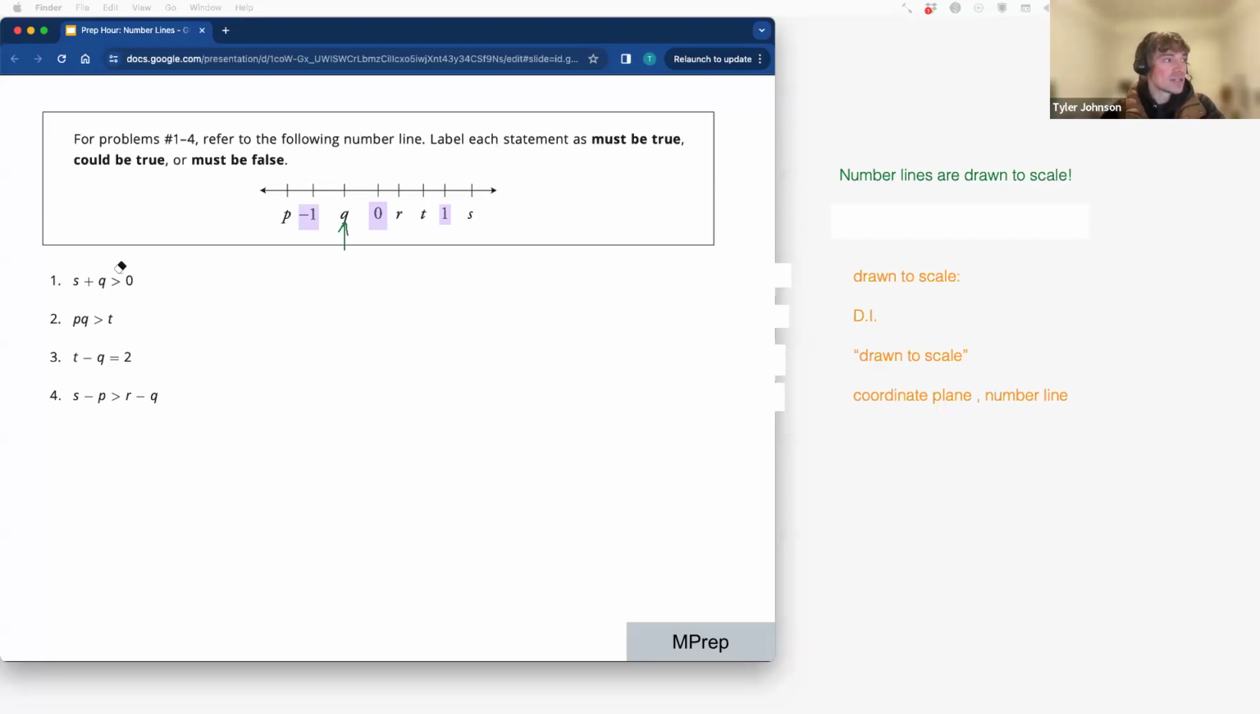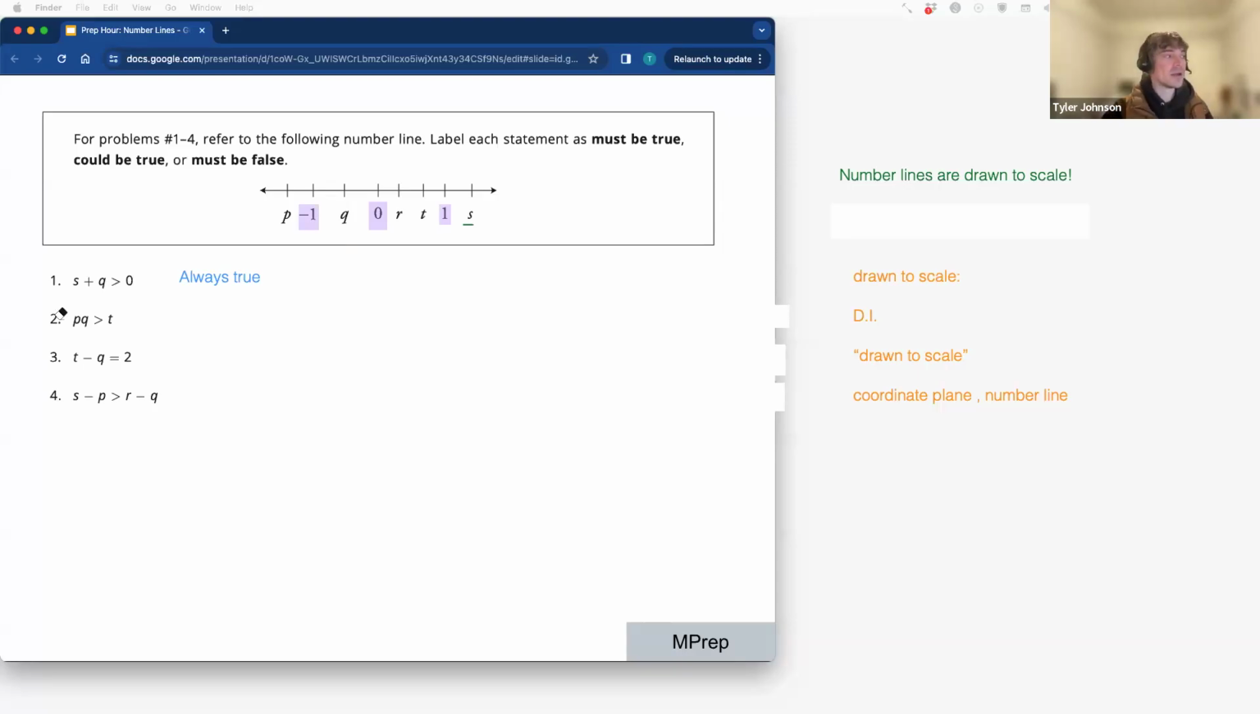The first statement, S plus Q is greater than 0. That is always true because you know S is something bigger than 1. Q is something in between -1 and 0. So Q is a negative fraction. So something bigger than +1 plus a negative fraction, that's still going to remain positive.